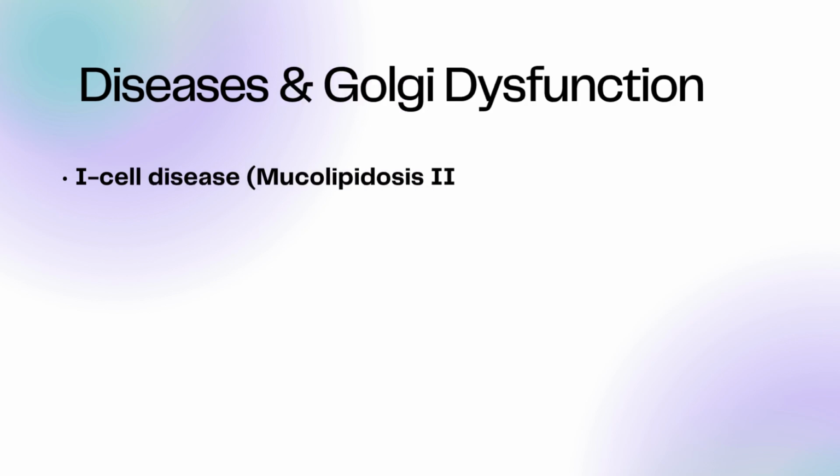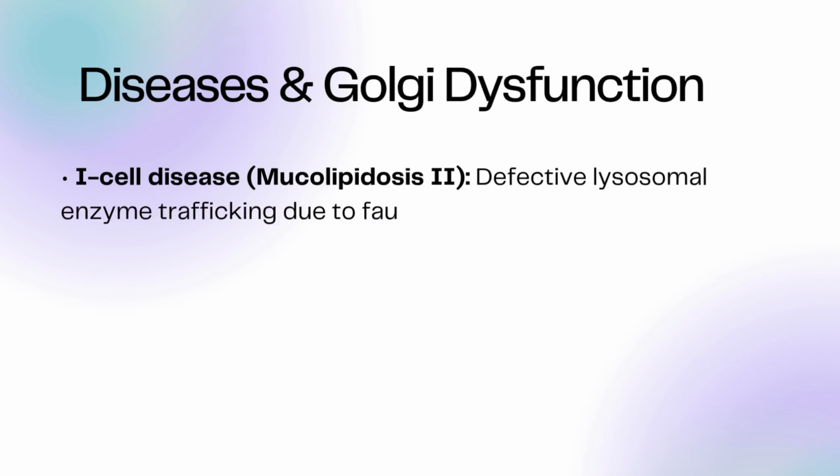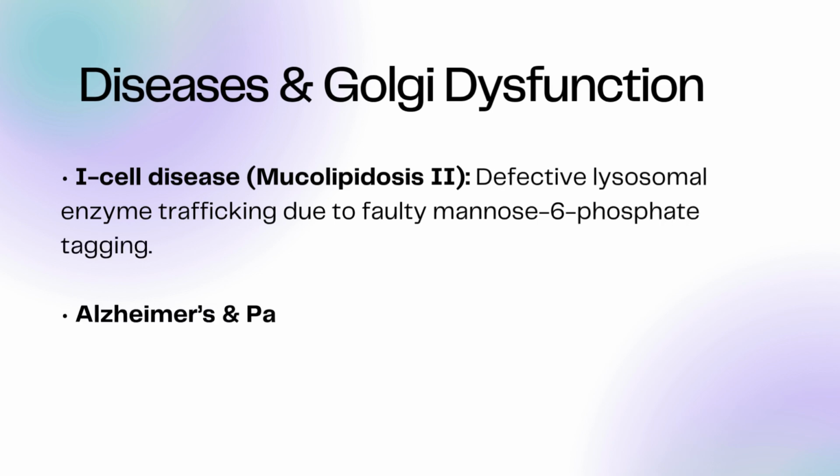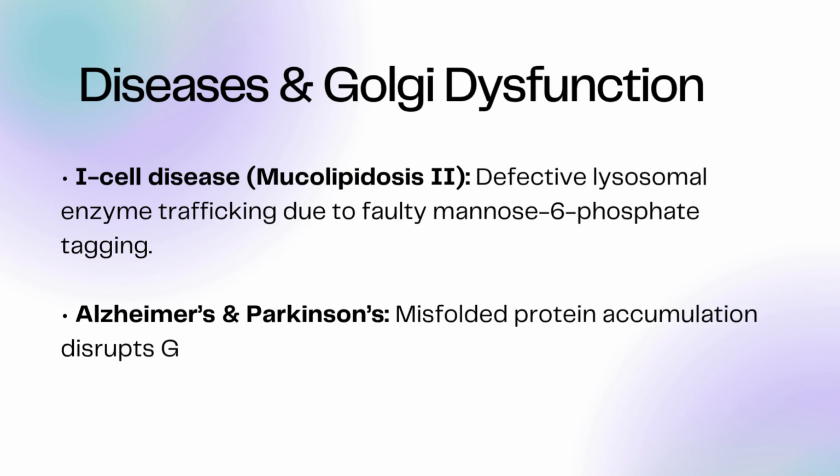Malfunction of the Golgi apparatus can lead to serious diseases. For example, I-cell disease, or mucolipidosis type 2, occurs when the Golgi fails to add mannose 6-phosphate to lysosomal enzymes. As a result, these enzymes do not reach the lysosome, and instead are secreted outside the cell, causing cellular waste to accumulate. Also, in neurodegenerative diseases like Alzheimer's or Parkinson's, misfolded proteins can disrupt Golgi structure and function, contributing to cellular stress and nerve cell damage. These examples highlight just how vital a properly functioning Golgi apparatus is for cellular health.